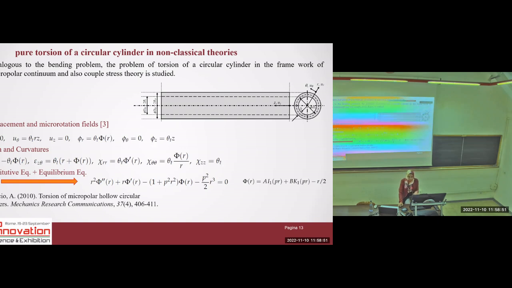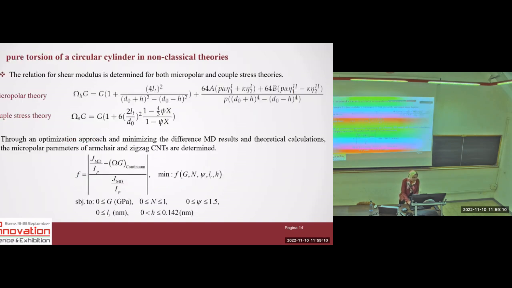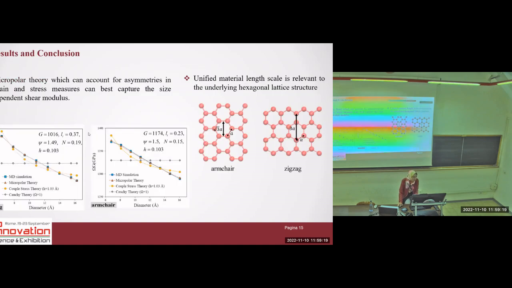When we are solving a problem, the boundary condition is also important. So this is a general form, and when you want to find these parameters, we apply the boundary conditions. The boundary conditions were that we have a torsion at this end, and we have a free surface on the outer wall of the cylinder. So with these, we found the parameters. So we found the shear modulus in case of micropolar theory and coupled stress theory. Again, we did the optimization approach, and we found the parameters here.